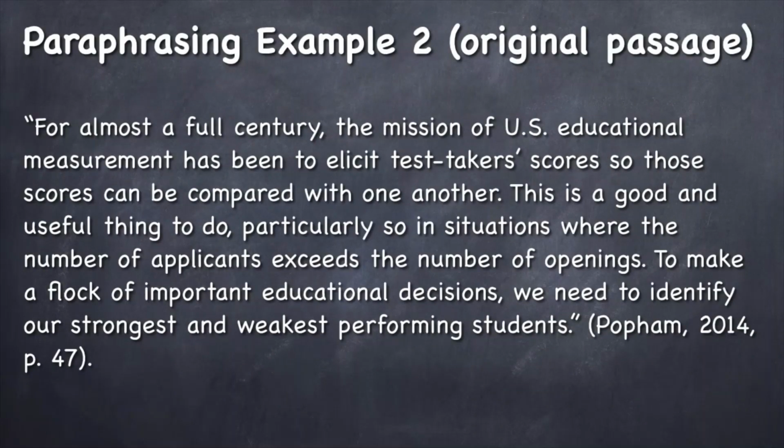Here's the original passage. For almost a full century, the mission of U.S. educational measurement has been to elicit test taker scores so those scores can be compared with one another. This is a good and useful thing to do, particularly so in situations where the number of applicants exceeds the number of openings. To make a flock of important educational decisions, we need to identify our strongest and weakest performing students. Okay, now we need to paraphrase.